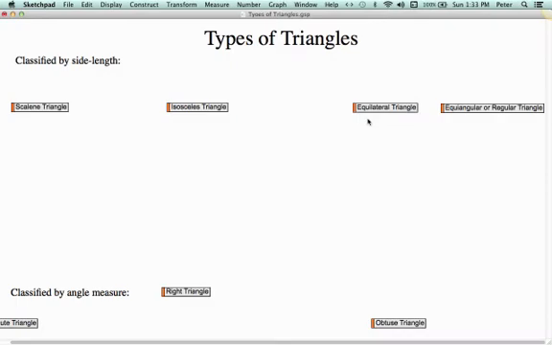Okay, let's take a look at the different types of triangles. There's really two methods for classifying triangles. The first is when we classify them by side length. The second is when we classify them by angle measure. So let's start with side length and take a look at three different types: scalene triangles, isosceles triangles, and equilateral triangles.